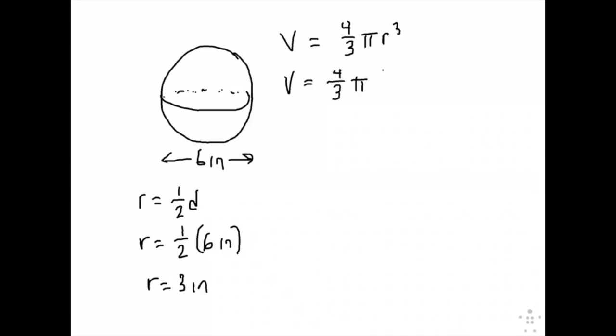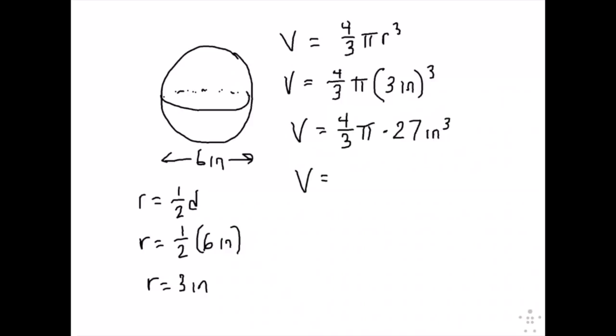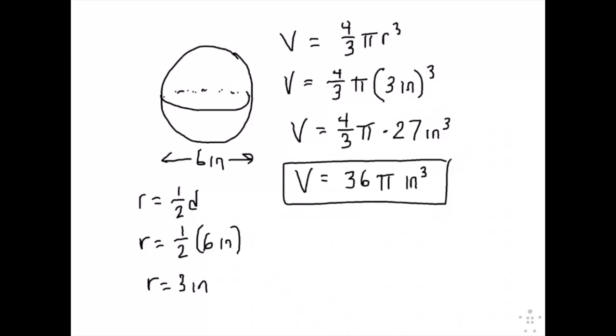So now I can use 3 inches here. So 3 inches cubed. So the volume equals 4/3 pi times 3 cubed, which is not 9. It's 3 times 3 times 3, which is 27 inches cubed. And then I need to multiply 27 times 4/3. So 27 divided by 3 is 9 times 4 is 36 pi inches cubed. And that would be appropriate work to show the volume of the sphere given a diameter of 6 inches.